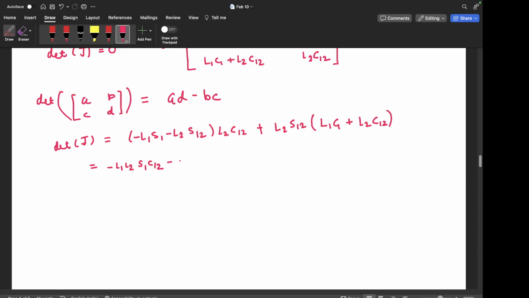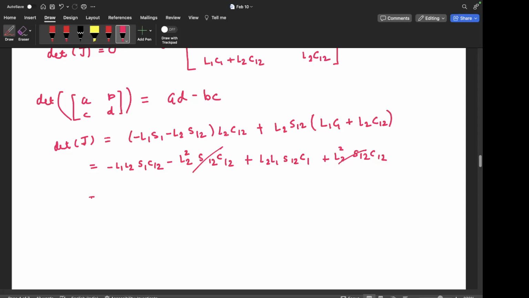and otherwise you will also get a clearer understanding. So minus L2 square S12 C12, right, plus L2 L1 S12 C1 plus L2 square S12 C12. So this term gets cancelled straight away, right?